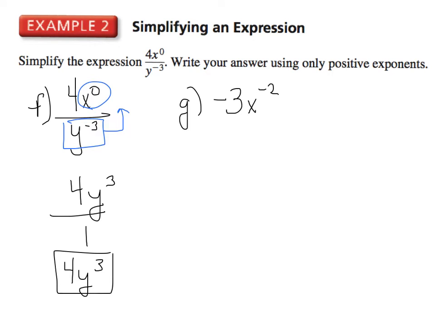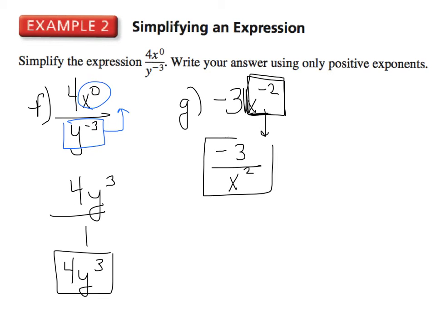Now in this problem, what are you taking to the negative 2 power? It's only the x. So this is the only thing that moves, and it goes to the bottom. So x to the negative 2 would go to the bottom and become x squared. That's it. That's your answer.